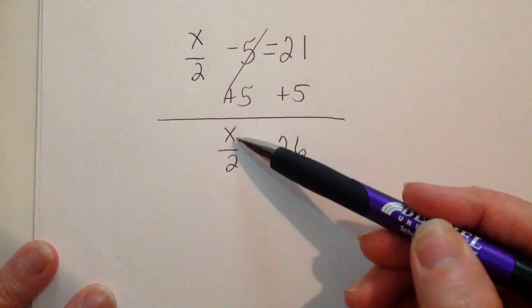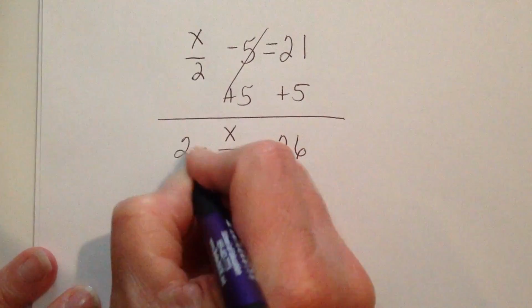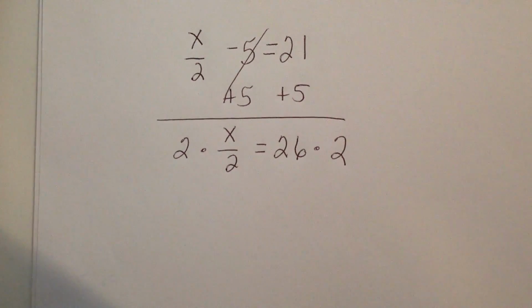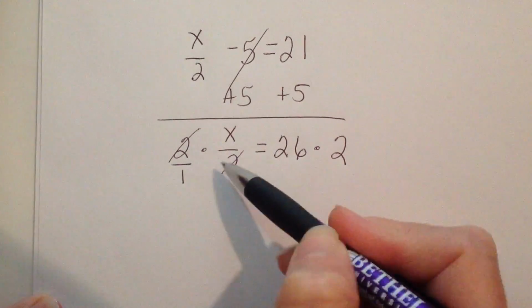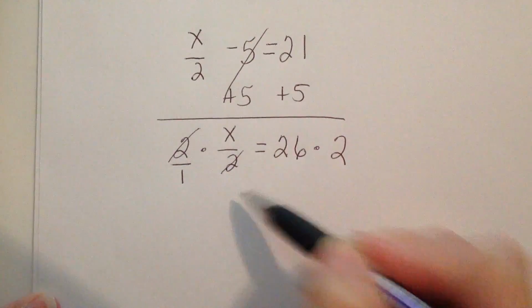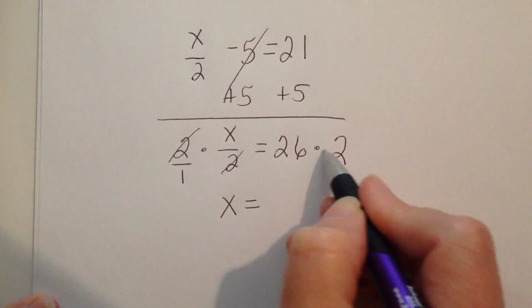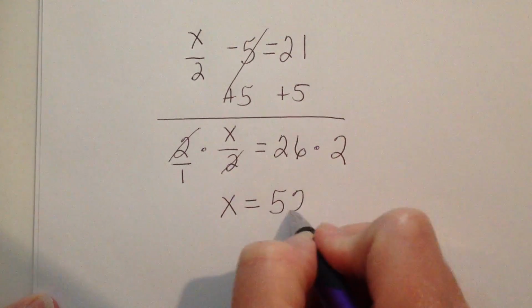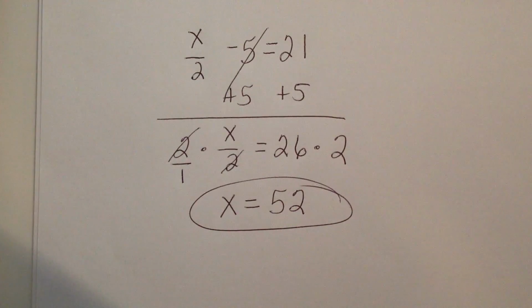To undo the division of x divided by 2, let's multiply both sides by 2. 2 over 1. The 2's would cross out. 2 divides into 2, 1. 2 divides into 2, 1. Leaving x equals 26 times 2. Well, 26 times 2 gives you 52. So your answer to that problem is x equals 52.